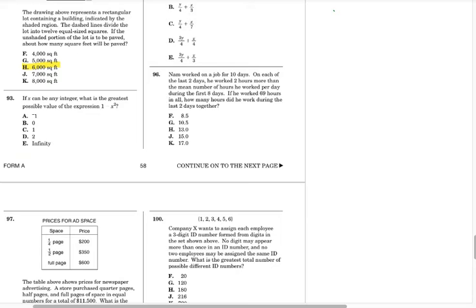Okay, number 93. If x can be any integer, what is the greatest possible value? So we have 1 minus x squared. So this is a negative, right? So we want this to be as small as possible. The smallest is 0. So 1 minus 0 equals 1. And what do they want to know? What is the greatest possible value? So the answer is 1, which is C.